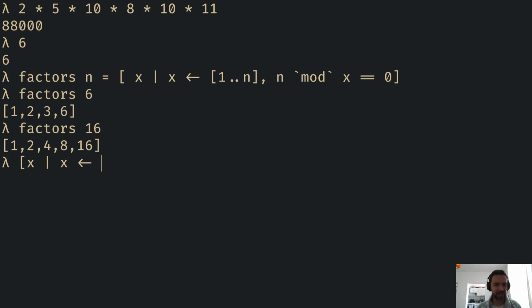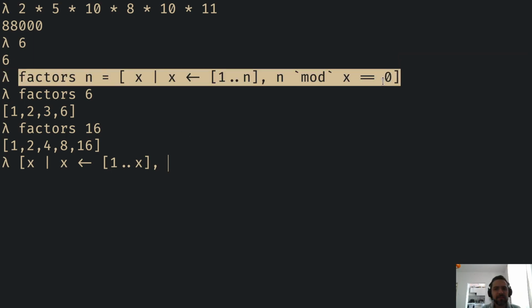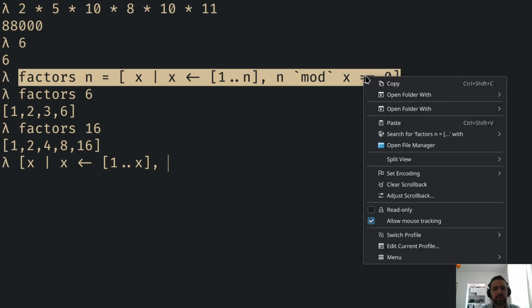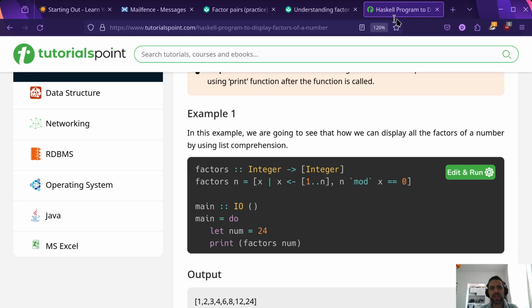Well, it's some kind of a list, but it is from 1 to x. Maybe you could do it from 1 to x, because we have an x. Will this work? And n mod x. Yeah, I don't understand this. Let's try with ChatGPT.